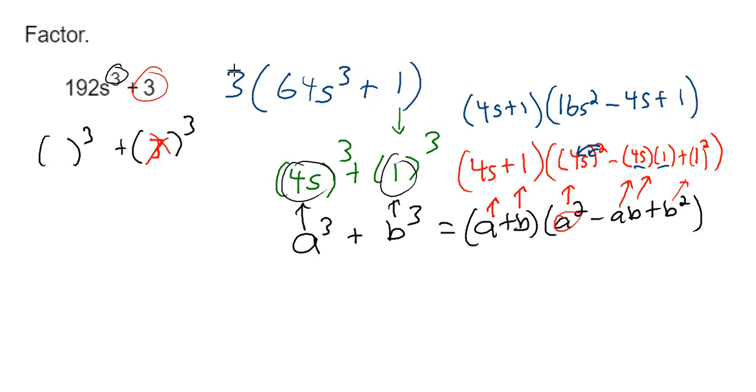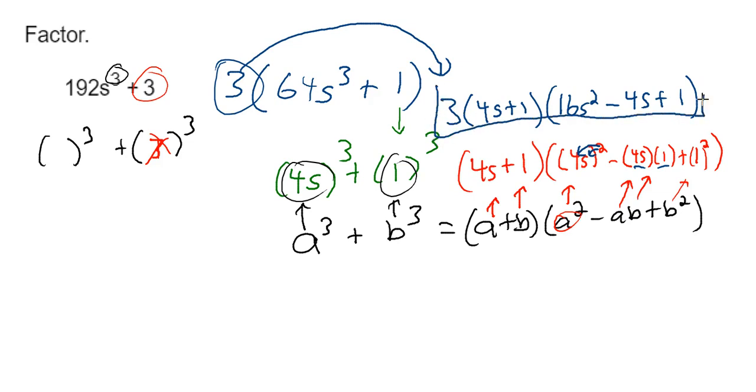All right. And then, don't forget, I almost forgot it. I was about to put a box around that, but don't forget our common factor of 3 that needs to be put in front of this answer. So my final answer is this. Sorry, it's kind of messy, but that's supposed to be a plus sign right there. All right, so we have 3 times 4s plus 1 times 16s squared minus 4s plus 1.